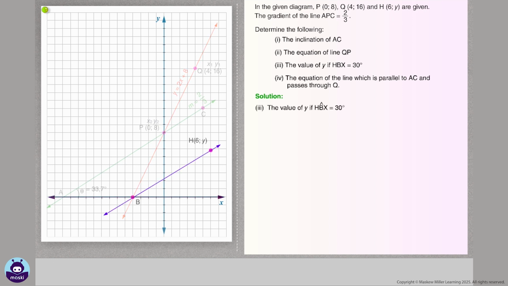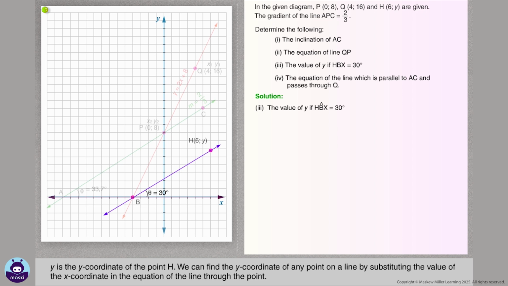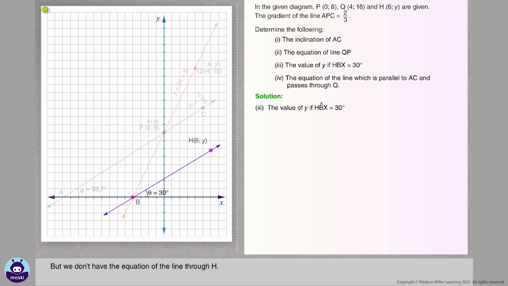The value of y if HBX is 30 degrees. Y is the y-coordinate of the point H. We can find the y-coordinate of any point on a line by substituting the value of the x-coordinate in the equation of the line through the point. But we don't have the equation of the line through H. We can write it in the standard form as y is equal to mx plus c.